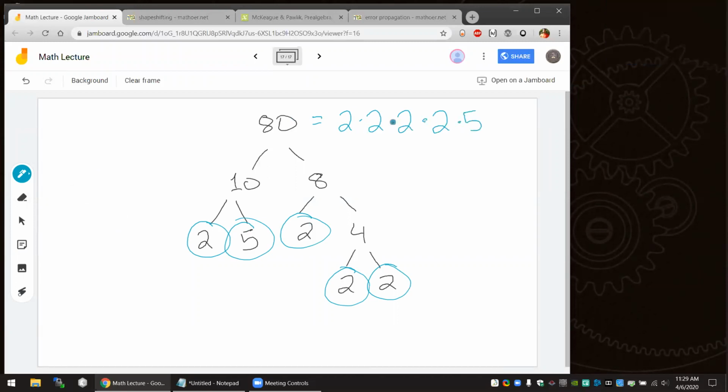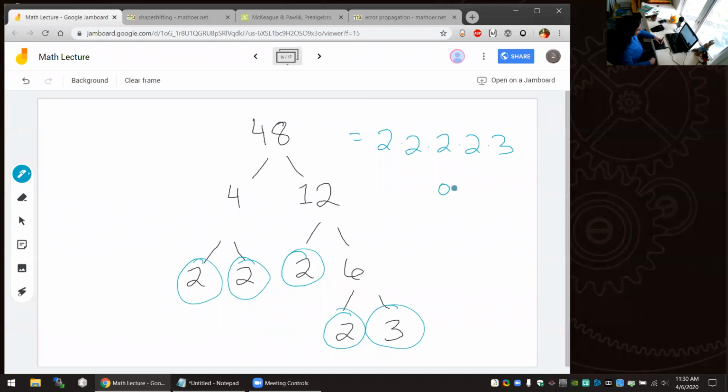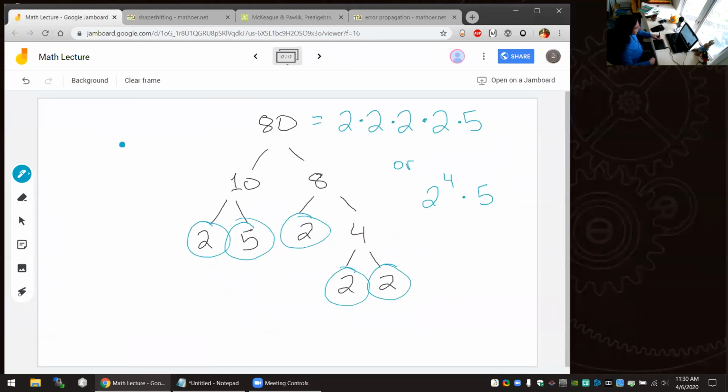So those look a little more like multiplication dots. If you are fancy and like exponents, then you could also write this as 2 to the 4th times 5, but I don't care if you're fancy or not. Either one is good. Just like in the previous one, if you wanted to, you could write this as 2 to the 4th times 3, and that's good too. You don't have to either way.